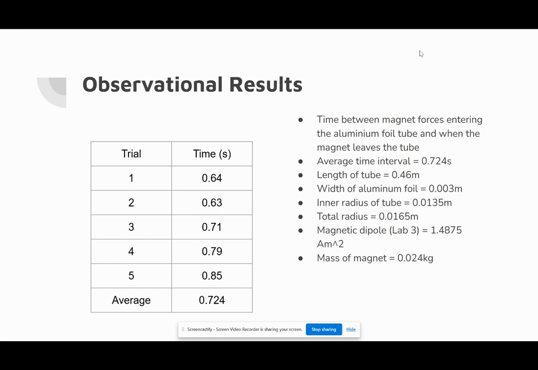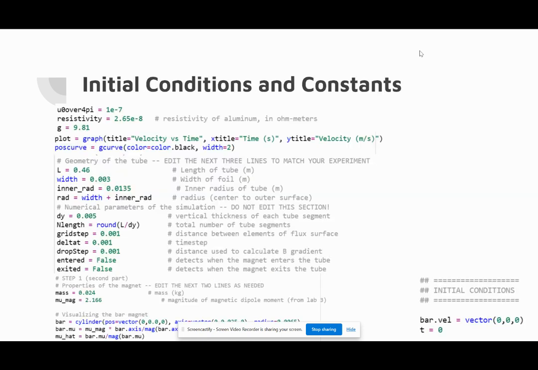The time between the magnet entering the aluminum foil tube and when the magnet leaves the tube is going to be an average time interval of 0.724 seconds. The length of the tube being 0.46 meters, the width of the aluminum foil being 0.003 meters, the inner radius of the tube being 0.0135 meters, the total radius being 0.0165 meters, the magnetic dipole being 1.4875, and the mass of the magnet being 0.024 kilograms.